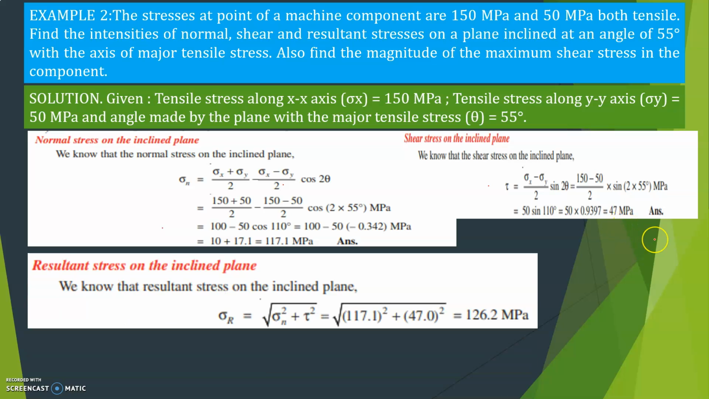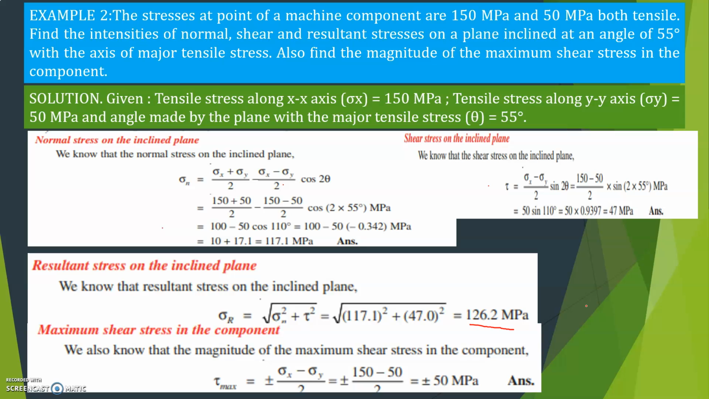What is next? Next you have to calculate the resultant stress on the inclined plane. You know the formula, sigma r is equal to the square root of sigma n square plus tau square. Substitute. What is sigma n? 117.1. What is tau? 47. Simplify, you get 126.2 MPa.